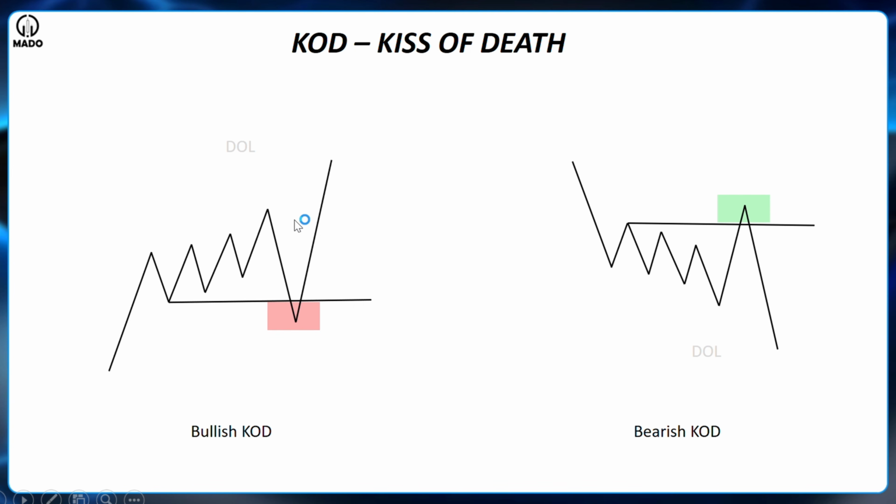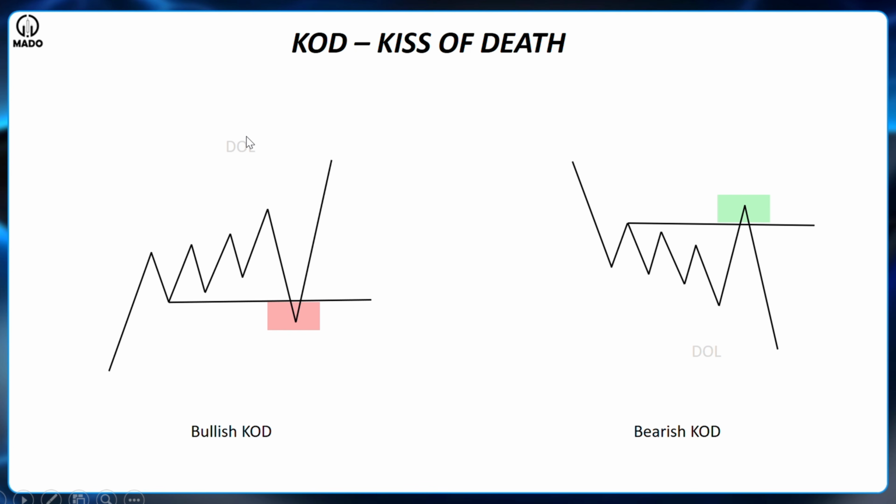Let's make it simple. Imagine your draw on liquidity is resting above. Before price actually reaches that liquidity, sometimes the market creates a last turtle soup or a fake MSS. That final false move, that last trap before the true expansion, that's what we call the kiss of death turtle soup. It basically signals that the market is preparing to deliver into the draw on liquidity.